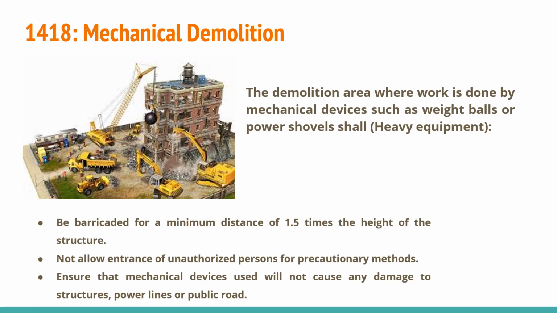When buildings are demolished, one must ensure that the perimeter is barricaded for a minimum distance of 1.5 times the height of the structure. Do not allow the entrance of unauthorized persons. The area is very dangerous to everyone. Only authorized personnel should be there because they are trained to adapt to abrupt circumstances. And finally, ensure that the mechanical devices used will not cause damage to adjacent structures such as power lines, public roads, and even buildings.